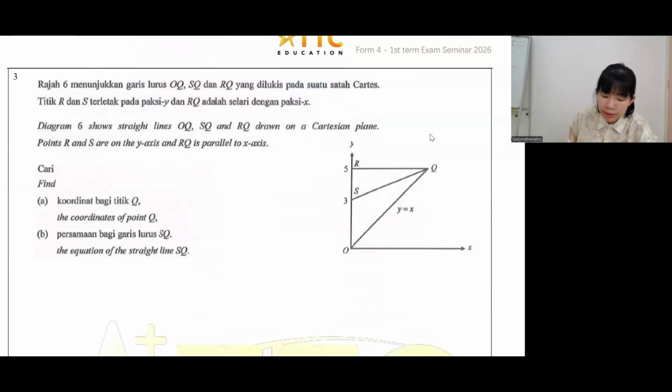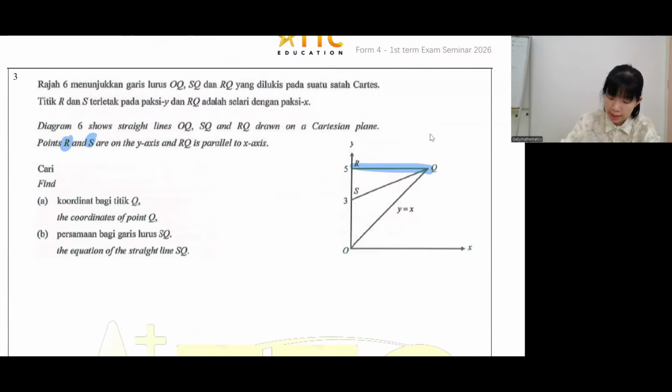Okay, question 3. Diagram 6 shows straight lines. We have 3 straight lines given. They say RS is on the y-axis. Then QR, this line is parallel to the x-axis. It is a horizontal line.